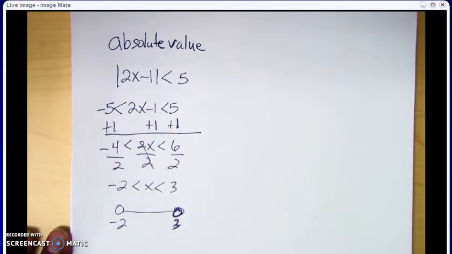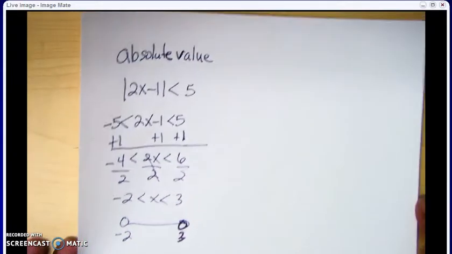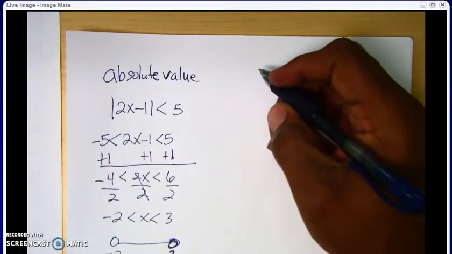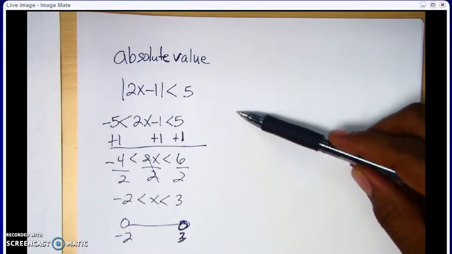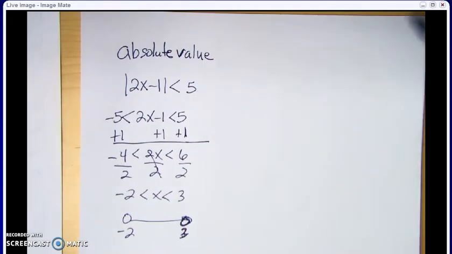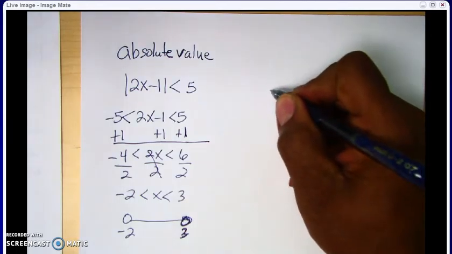All right, guys, this video number 4 is the last one I'm going to do on the power review. Picking up where we last left off on number 3, this is an absolute value with less than. I'm going to do an absolute value with greater than.